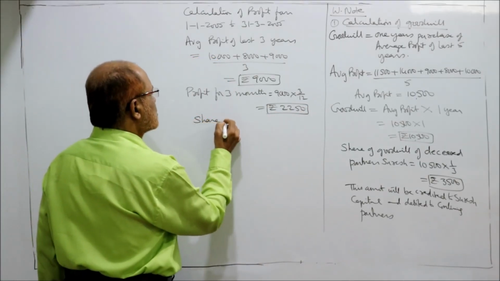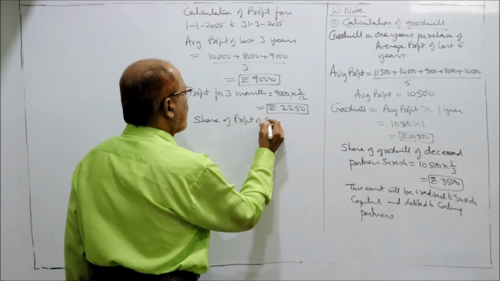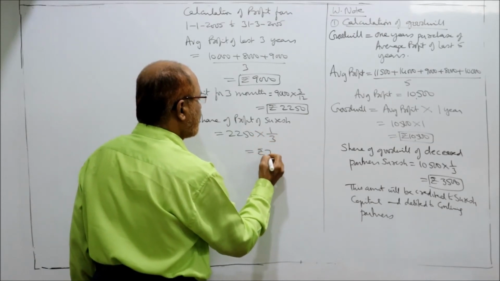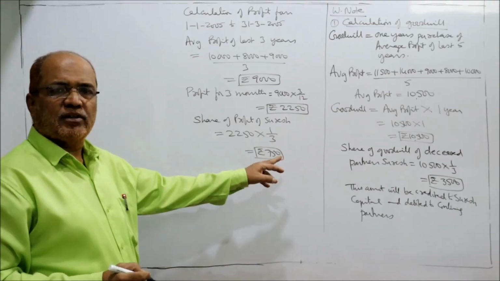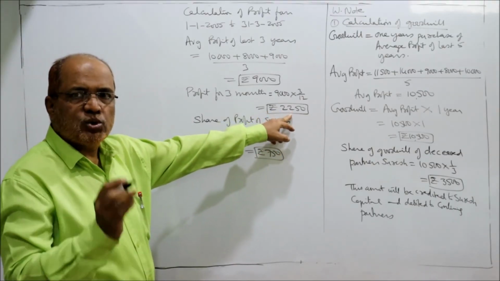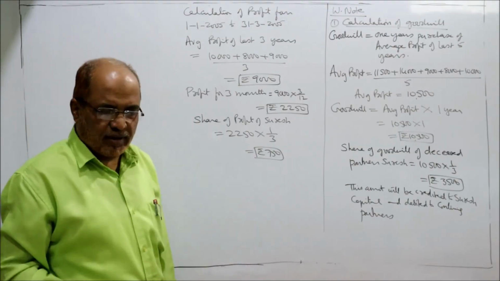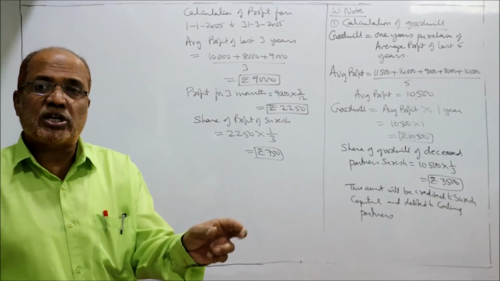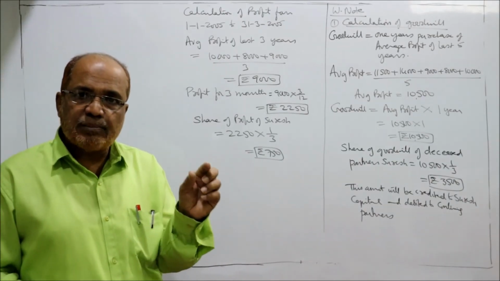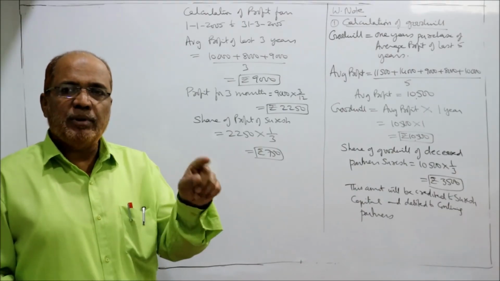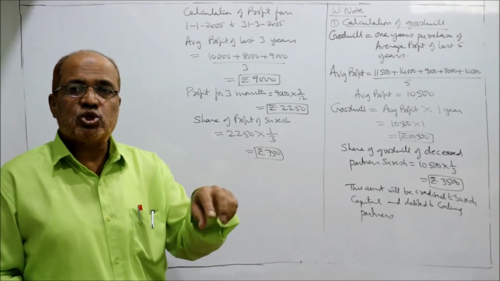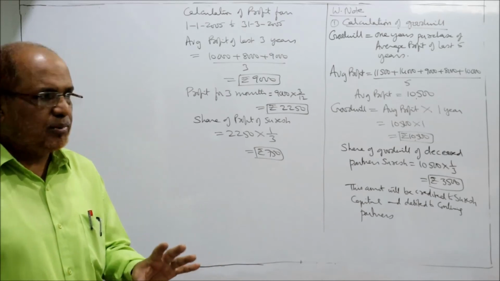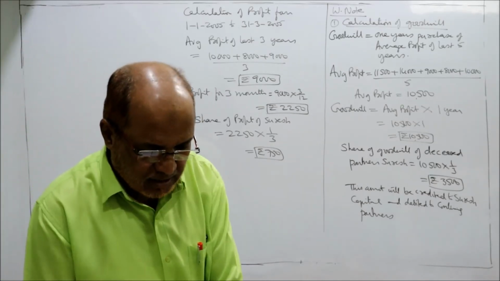Share of profit of Suresh. ₹2,250 into 1/3. 1/3 is the share of profit. So total 3 महीने का profit 2,250 है, उसका 1/3 Suresh को जाना है. तो Suresh को 750 रुपीस देंगे. इसकी एंट्री होती profit and loss adjustment account debit to Suresh capital account. अब ये profit and loss adjustment account को debit करे हैं, तो this should be shown on the asset side of the balance sheet. So copy down this working notes, then we'll start the journal entries.